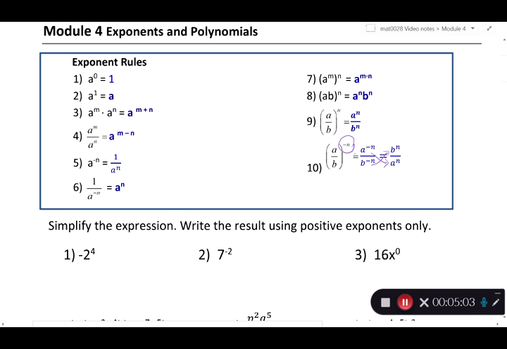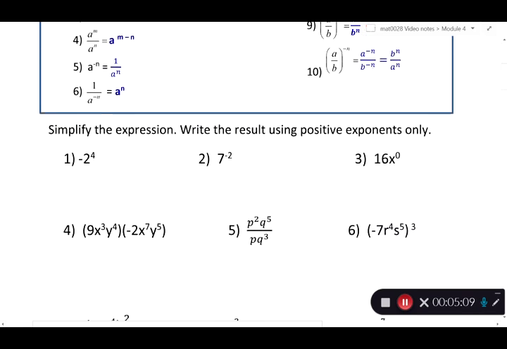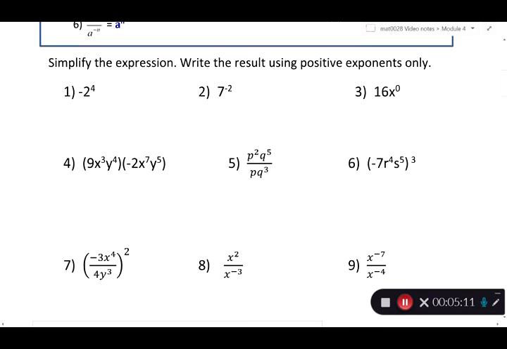In general, my math lab is going to want a positive exponent. It's not going to want you to answer in negative exponents. So you can see on the problems, write the result using positive exponents only.